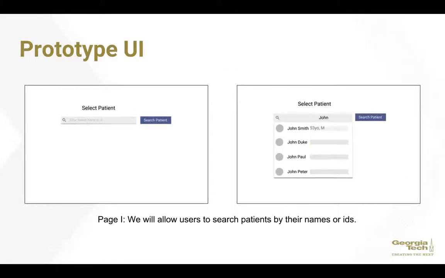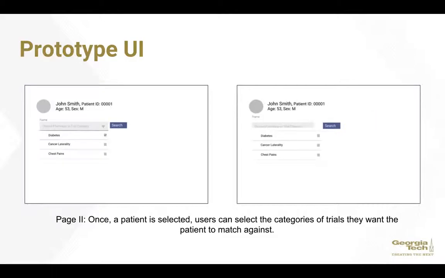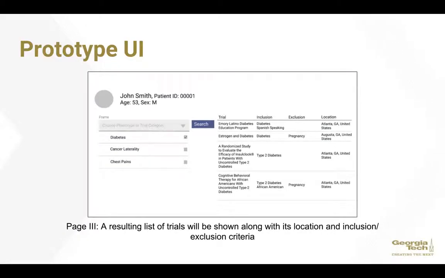So for our prototype, we're going to have a simple tool which allows users to search patients by name. Once they type in a name, they can pick a specific patient, and they'll have an option to choose a type of study, for example, diabetes. When they click that type and search, they will get a list of trials that have the inclusion-exclusion criteria along with some other metadata. Now, Sumit will go into a little bit about the technical architecture.